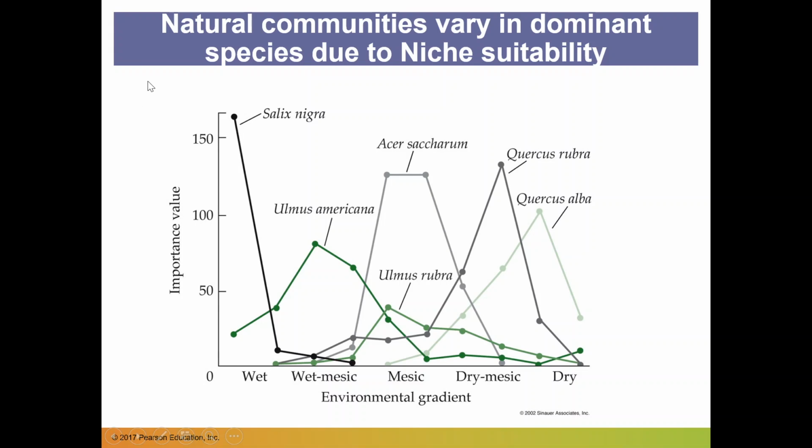Natural communities actually look different in different locations due to the niche suitability here, okay? So in wet areas, we have Salix nigra, okay? This is the black willow tree. Black willows like their roots to be submerged in water, and they do really well in wet areas. As soon as it gets the tiniest bit dry, other species dominate. Okay, so they live right next to the water. As long as there's lots of water, they are more competitive than the elm.